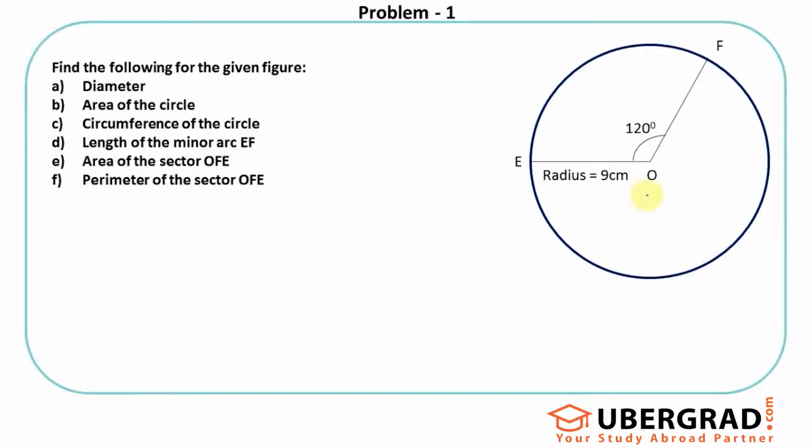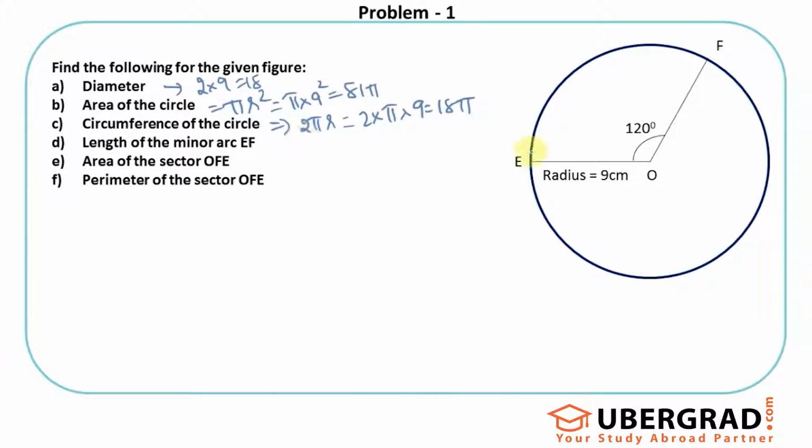So let's solve problems to understand these formulas better. From the following figure, find the given values. The radius is given as 9 centimeters and the angle EOF is 120 degrees. So let's start. What is the diameter? Twice the radius, so that is 2 into 9, which is 18. What is the area of the circle? Pi r square, pi into 9 square, that's 81 pi. The circumference of the circle is 2 pi r, so 2 into pi into 9, that is 18 pi.